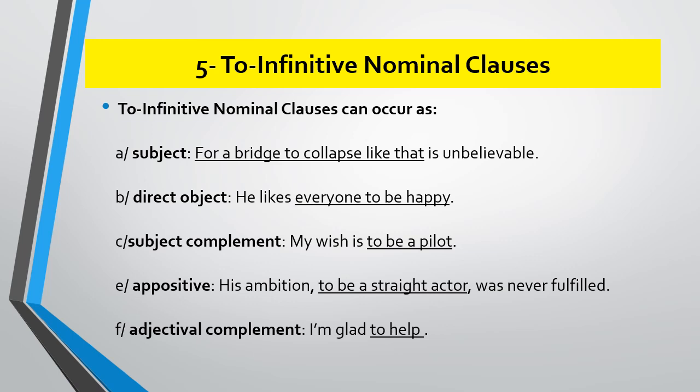Why don't we call it a phrase? Why did we say to help is a clause? Because it contains a verb. A clause has a verb. So, to help, don't see it as short and say this is a phrase. No, it is a clause since it has a verb.